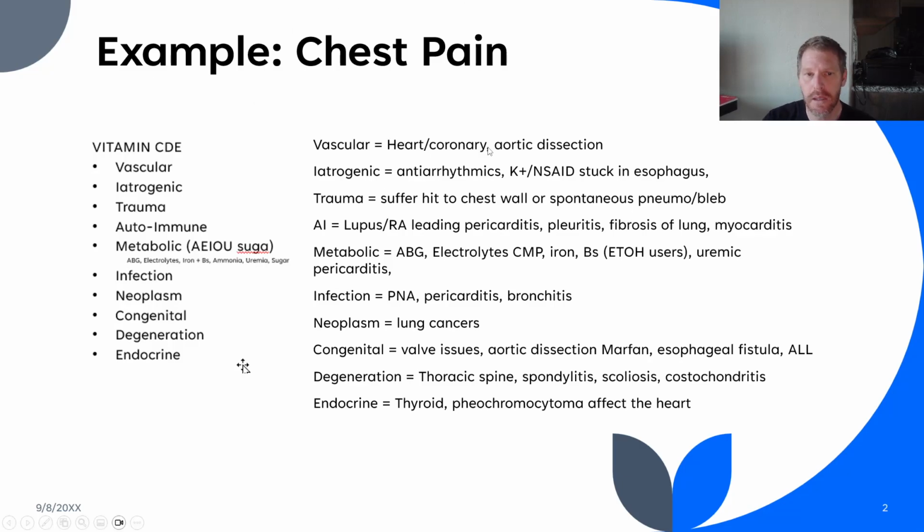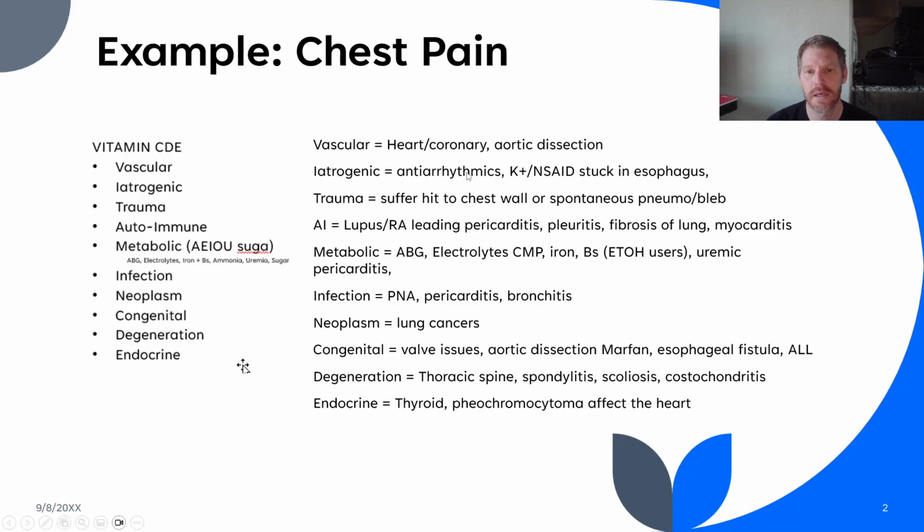So I just made a quick list of how to use this if somebody comes in with chest pain. So vascular. Right away, when we think chest pain, we're thinking heart, right? The coronaries of the heart, so we're thinking MI. Something that can be missed is aortic dissection. That tearing sensation is how it's described in the chest. It can occur. So anything with that should come to mind right away, that helps us remember that.